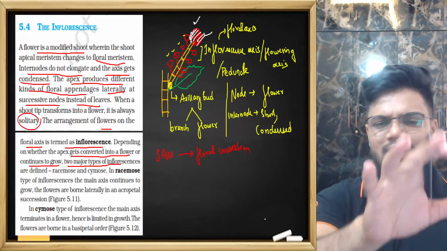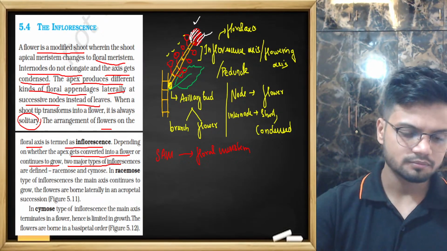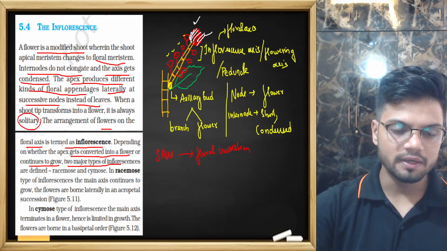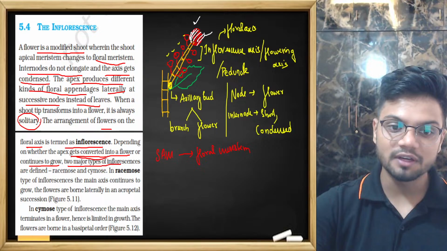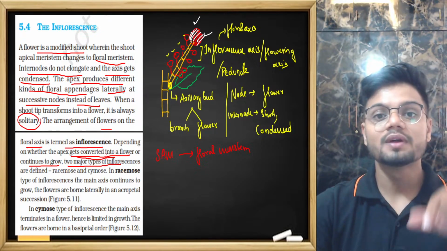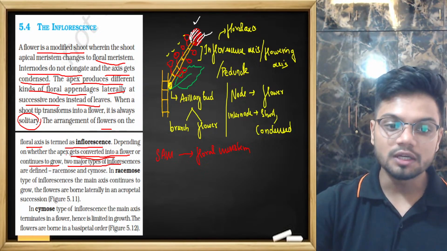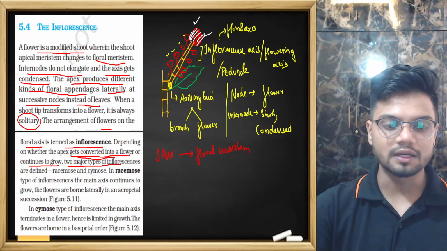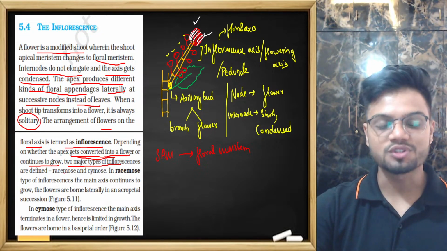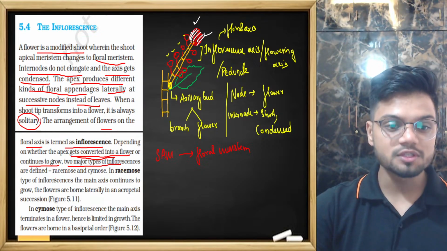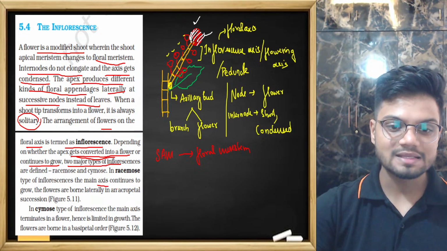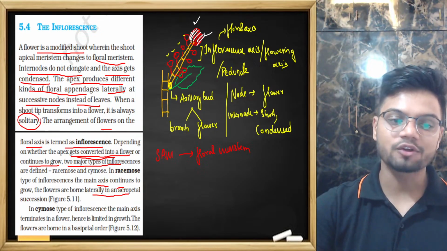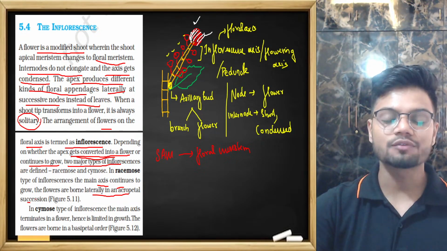Let's see the NCERT lines and let's see if you can understand anything. Let's read the NCERT line, students. It says, depending upon whether the apex gets converted into a flower, that is in the case of cymose, or continues to grow, that is in the case of racemose, two major inflorescences are defined, racemose and cymose inflorescence. In racemose type of inflorescence, the main axis continues to grow and the flowers are borne laterally in an acropetal succession. That is in the case of racemose.